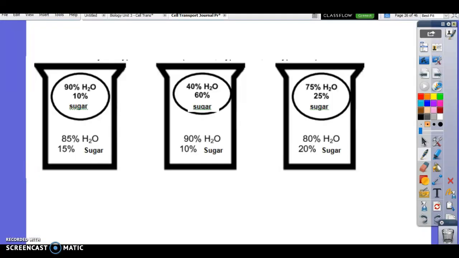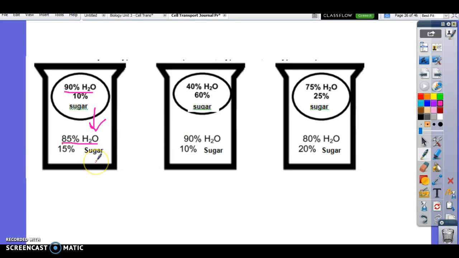So let me go back to my sheet here. We'll do the first one or two together. Okay? So it says we have 90% water, 10% sugar, 85% water, and 15% sugar. So look at the water concentrations. That's all we're worried about is the water. Okay, we're just saying where the water is going to move. Which way is the water going to move? If we have 90% in the cell and 85% outside. Remember, it always goes from high, from where there's a lot, to low. So my water is going to move outside the cell.